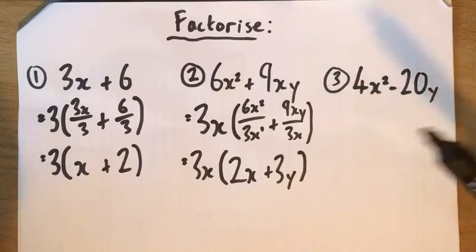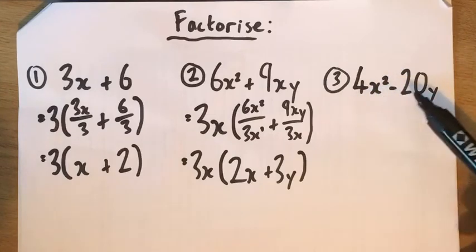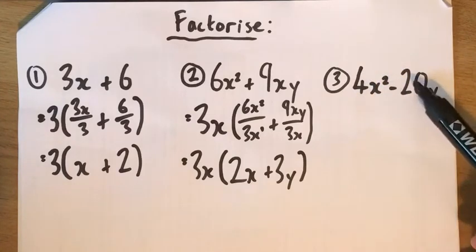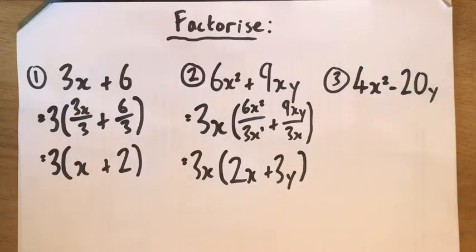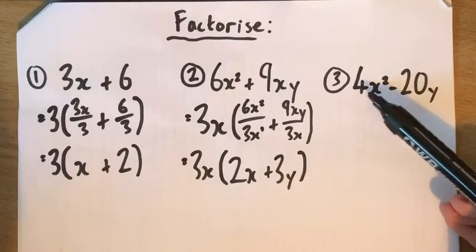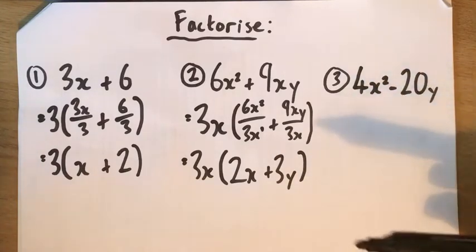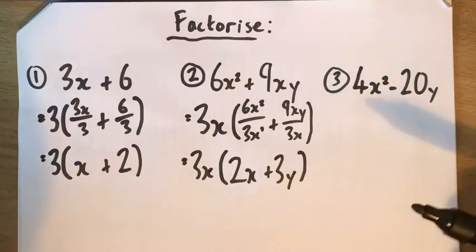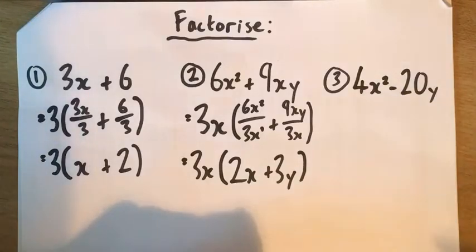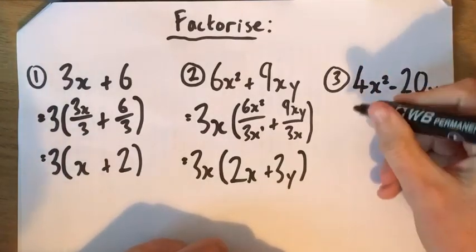Now the reason I say be careful here is because 2 does divide into both of those. 4 divided by 2 is 2, 20 divided by 2 is 10. But when you're factorising, you always need to take out the highest common factor, the highest or biggest number you could divide or take out. So 4 and 20, they're both divisible by 4 as well. So it's the 4 that you need to take outside the bracket, not 2 or any other smaller factors that might be there.